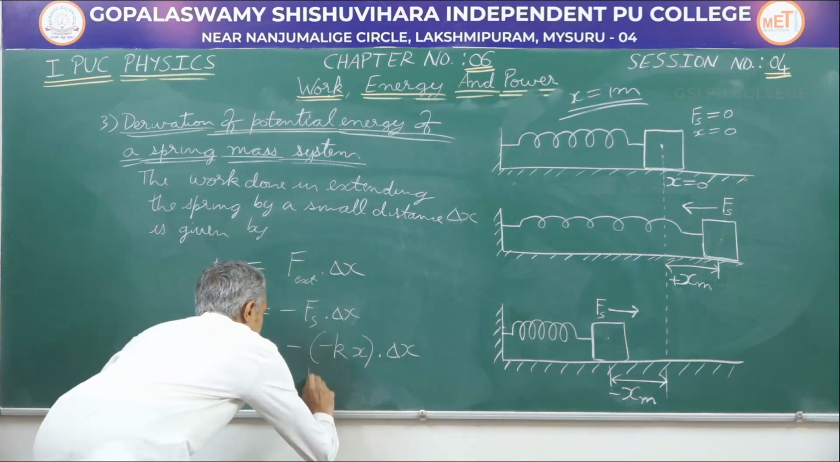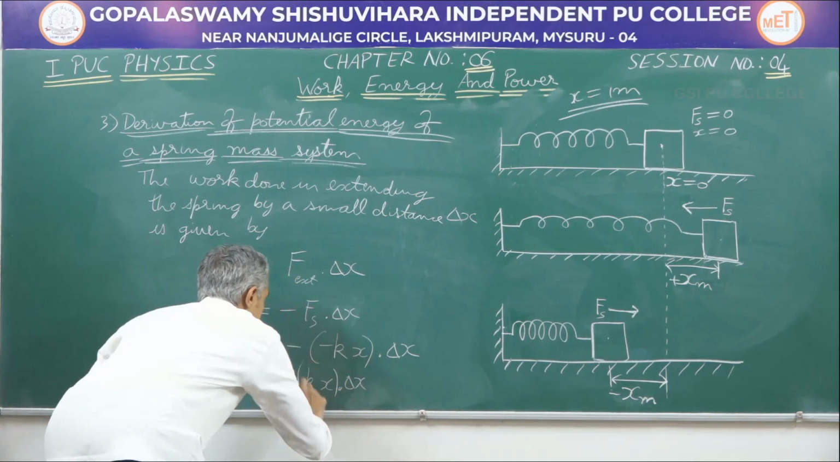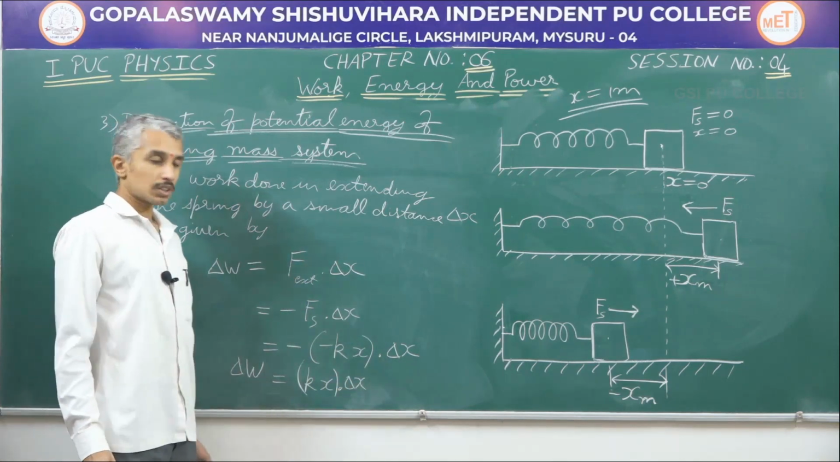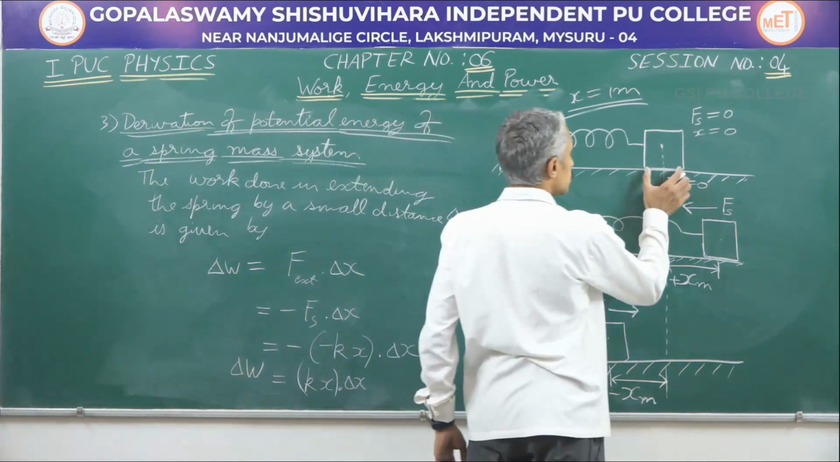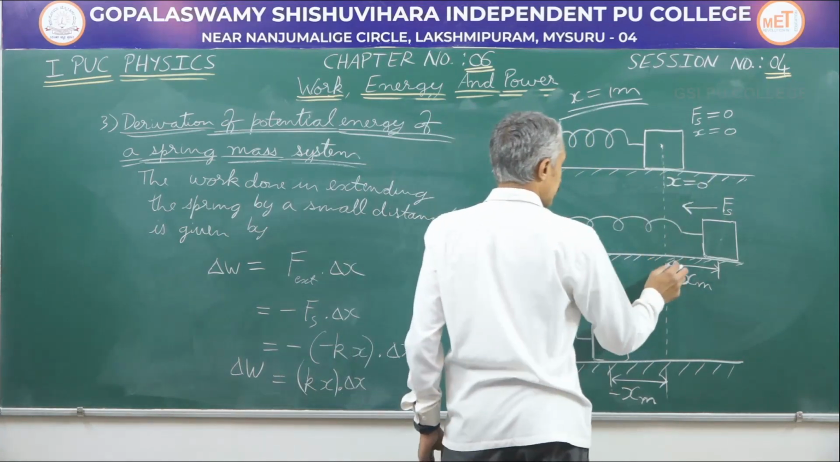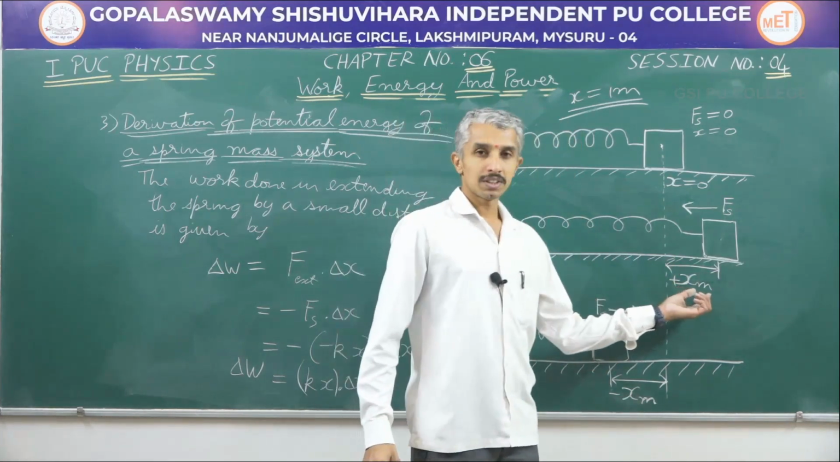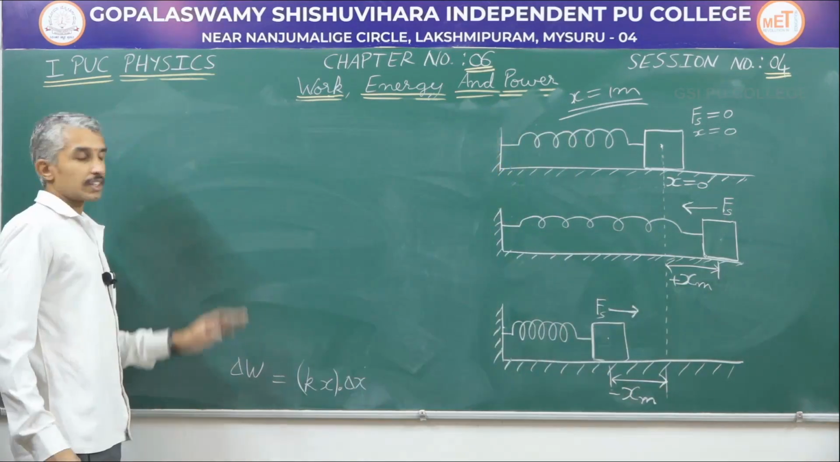This is going to give us kx dot delta x. So this is a small amount of work to extend the spring by a small distance delta x. What is the total work done in extending the distance by xm, the maximum extension? Let us see. I will be continuing the same.